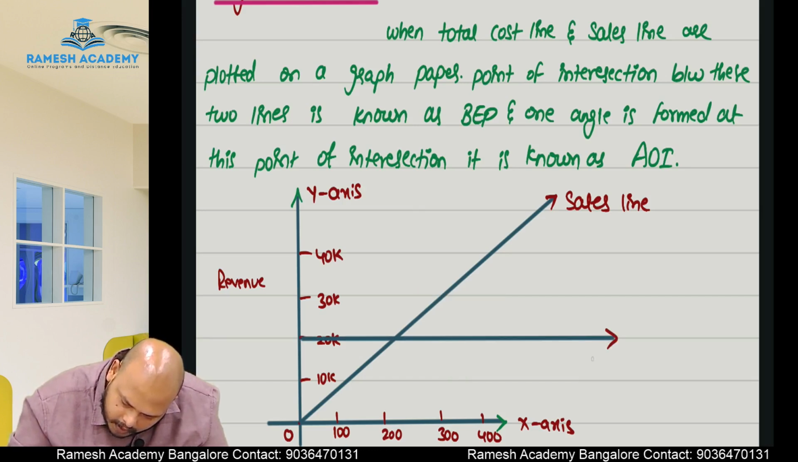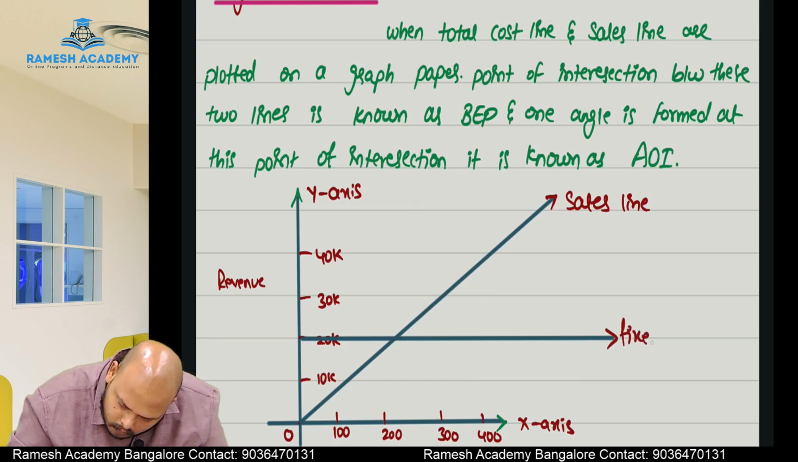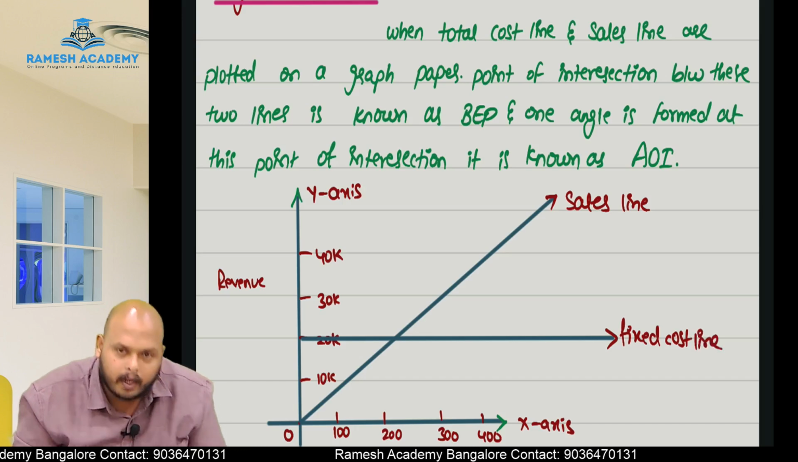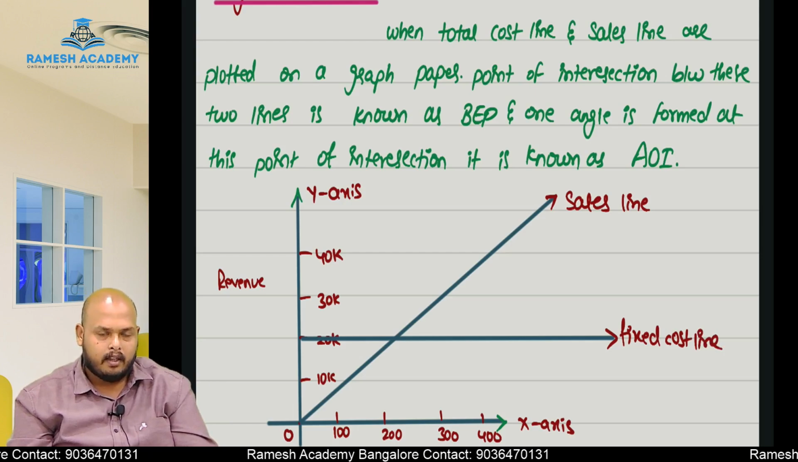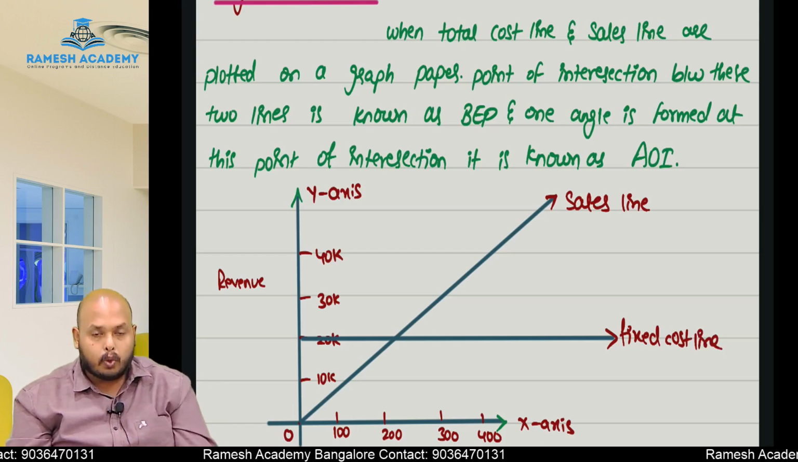This line we will call fixed cost line. This line is known as which cost line? Fixed cost line. Next, total cost line.